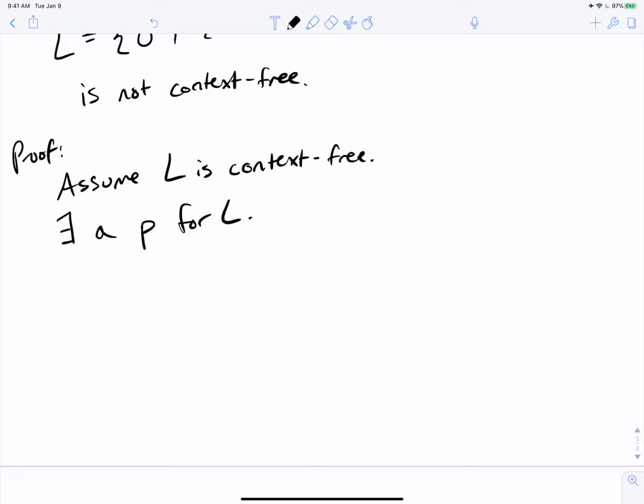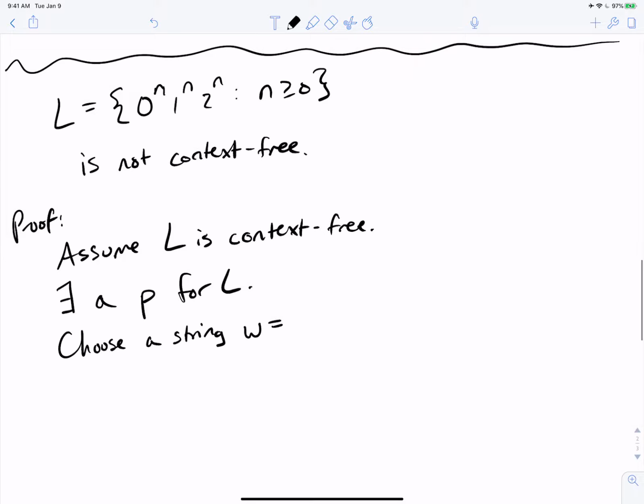Choose a string. Choose a string W equal to, and what would be an example in this case? Actually, we already talked about it. Replacing the end with these. So the logic in making a string is very often similar for the context-free case. And this string will work.